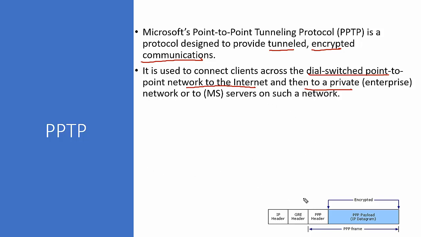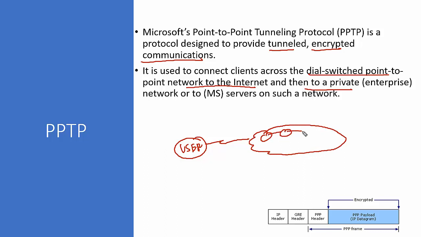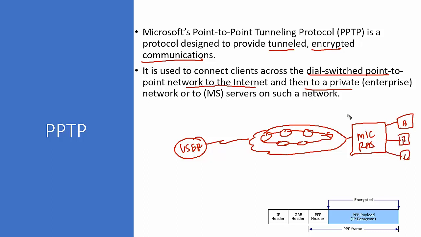If you're talking about the packet structure of PPTP, before going to discuss the packet structure, let me explain the process. So we have a user here connected with the internet. We have router 1, router 2, router 3. And here we have a VPN server. This is the Microsoft RAS server, you can say. And then from there, we connect with system A, system B, system C. So this is basically my enterprise.